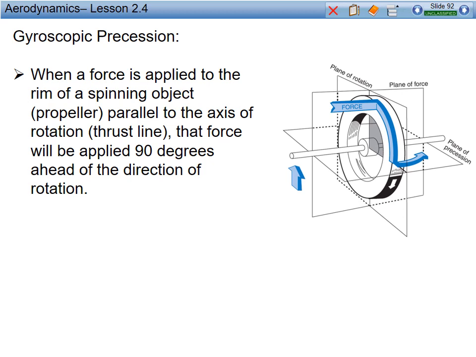The last turning tendency is gyroscopic precession. When a force is applied to the rim of a spinning object, i.e. the propeller, parallel to the axis of rotation, being the thrust line, that force will be applied 90 degrees ahead of the direction of rotation, as is shown in the picture to the right. By tilting the disc down, a force is applied parallel to the axis of rotation on the top of the spinning disc. That force is precessed 90 degrees ahead in the direction of rotation and applies a force pushing on the right side of that spinning disc.